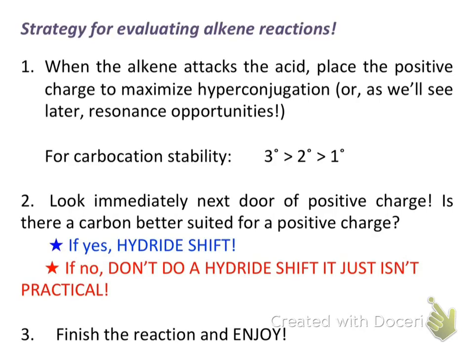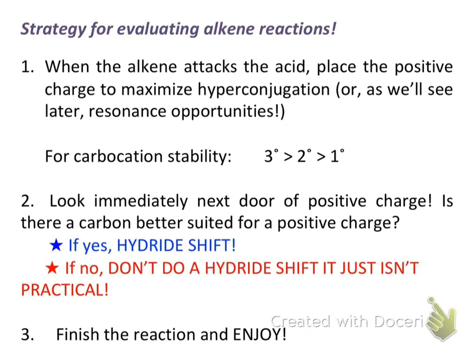So as a quick recap, here's our strategy for evaluating alkene addition reactions. The strategy will generally be very useful in predicting what products you can expect from a reaction. First, the heart of the reaction comes down to the carbocation intermediate and its stability. So we're going to look at hyperconjugation. Remember that a tertiary carbocation is more stable than a secondary carbocation, which is more stable than a primary carbocation. Then, after we have our intermediate, we'll ask ourselves, is there a more stable intermediate that we can make?